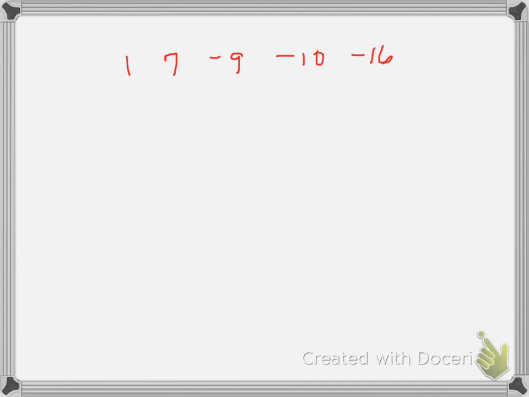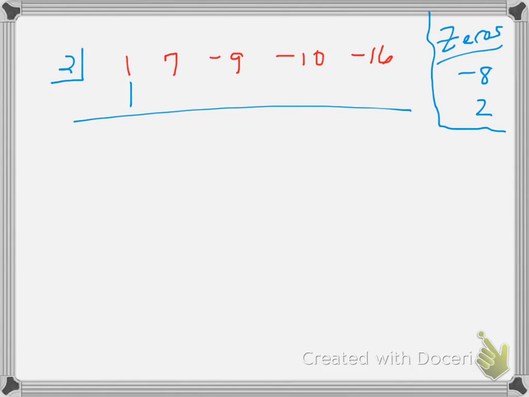Now, it really doesn't matter which zeros you use first. In this case, we had 2, right? So we have to use -8 at some point as a divisor, and we have to use 2. So we'll really choose whichever one you want. Let's say you use 2 first. Not a big deal. Okay, let's go through the process. Bring the 1 down.